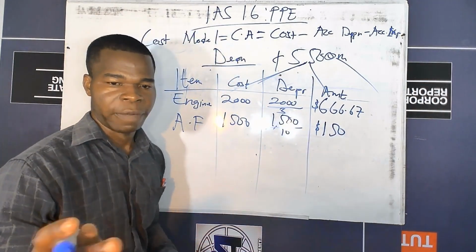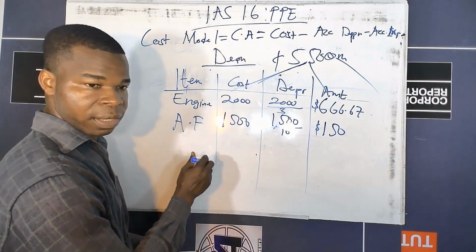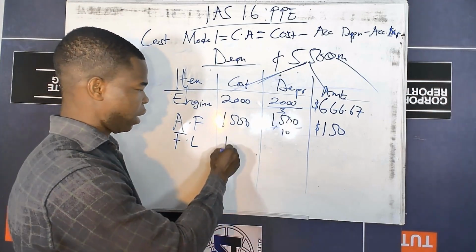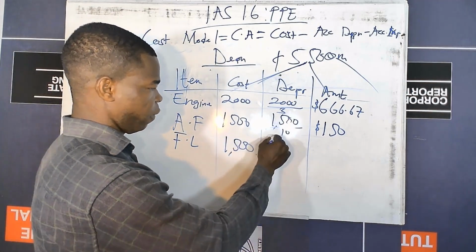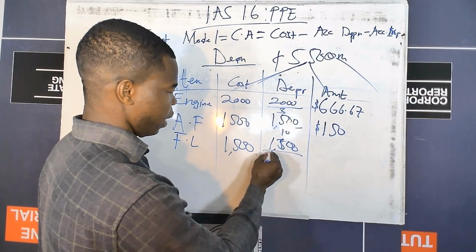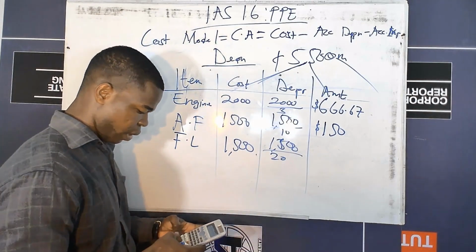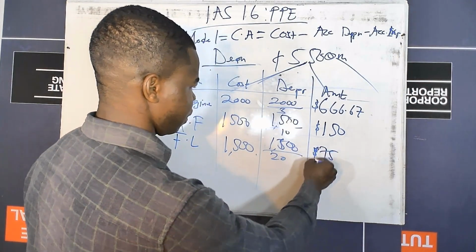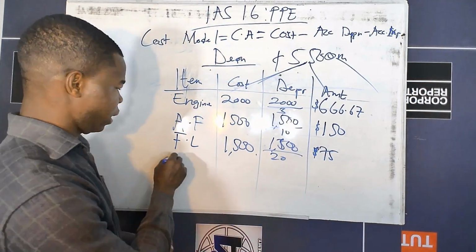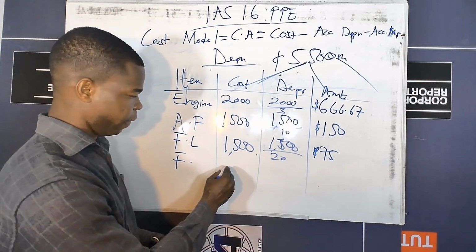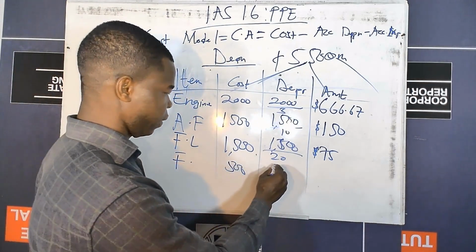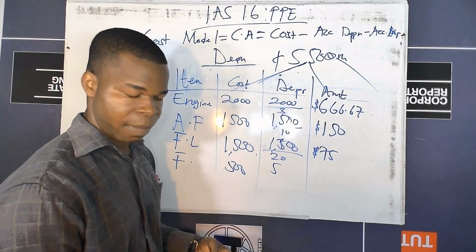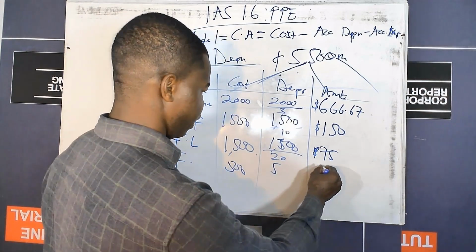And then we also have the fittings. In fact, fuselage before the fittings. So fuselage, which also costs 1,500, with a useful life of 20 years. So 1,500 divided by 20 is going to give us $75. And then we have the last one, which is the fittings, and the cost is 500, and the useful life is what? 5 years. So in this case, our depreciation is going to be 500 divided by 5, and it's going to give us 100.